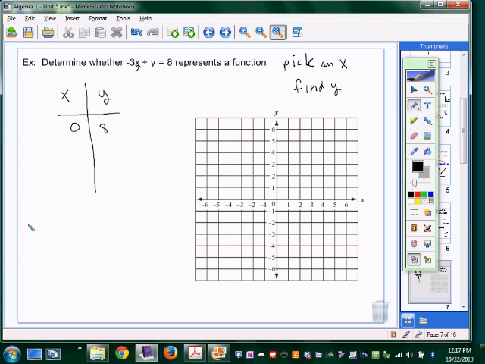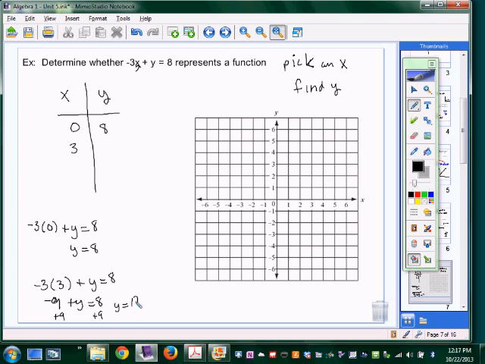So if X is 0, I plug in 0 where the X is. -3 times 0 is 0. I can pick any number for X I want. She picked 3. -3 times 3 would be -9. So I get -9 plus Y equals 8. So I add 9 to both sides, and y would be 17.